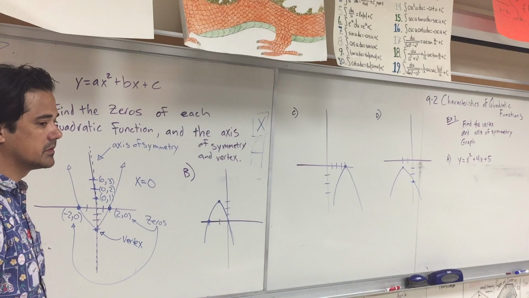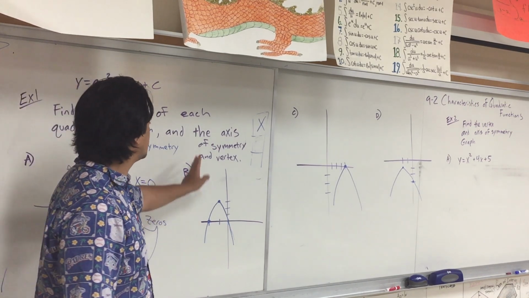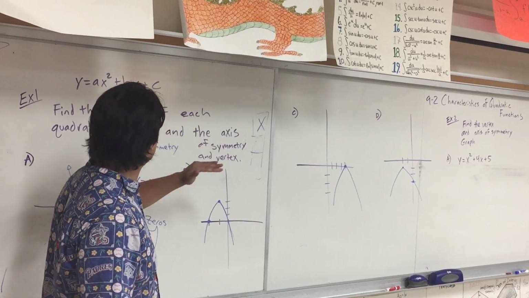Okay, questions? All right, I want you guys to do 1B. So list all these things: axis of symmetry, zeros, and the vertex.